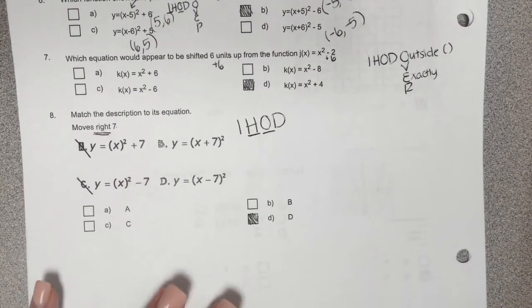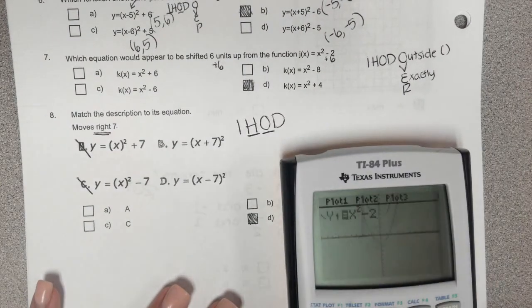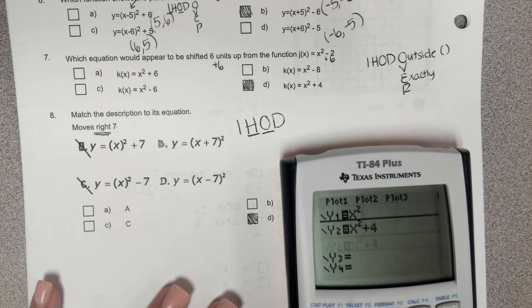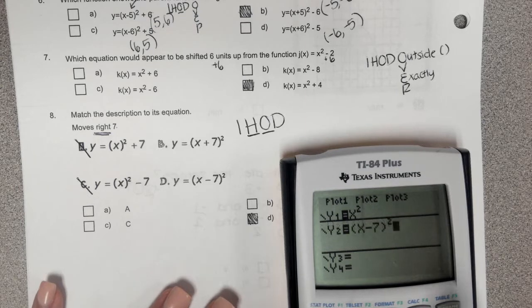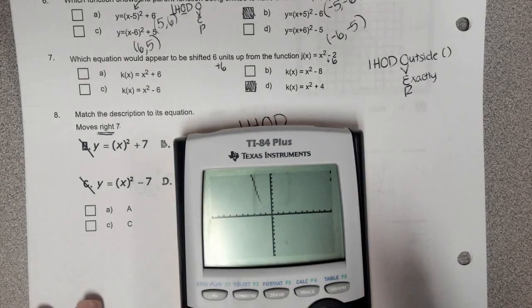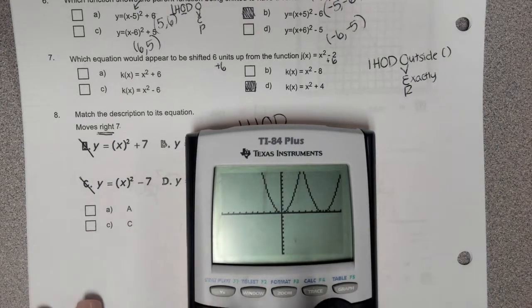If you're checking yourself on the calculator, compared to the parent function, y equals x squared, I think that x minus 7 squared will make it go right 7. So let's see. There's my original. And yes, that one did go to the right. Perfect.